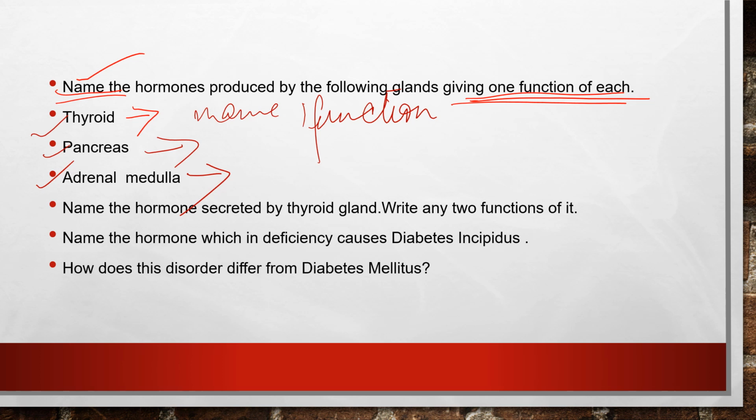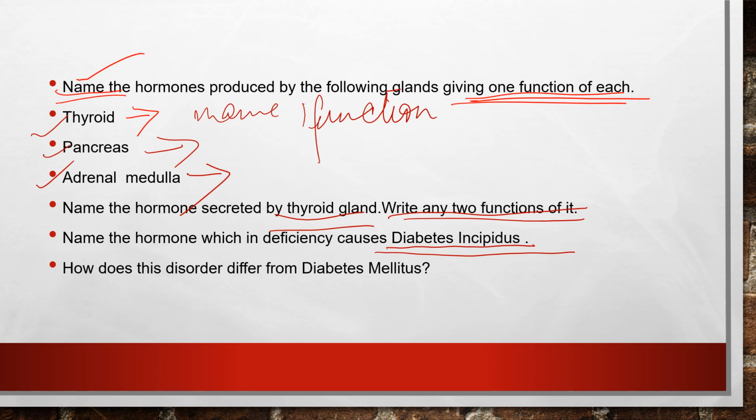Name the hormone secreted by the thyroid gland, same thing only, write any two functions of it. Name the hormone which in deficiency causes diabetes insipidus. So what is the hormone which is causing diabetes insipidus? You know that? That is antidiuretic hormone, right? That antidiuretic hormone is causing diabetes insipidus.